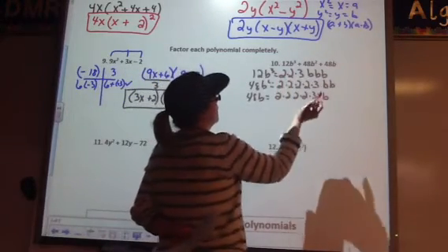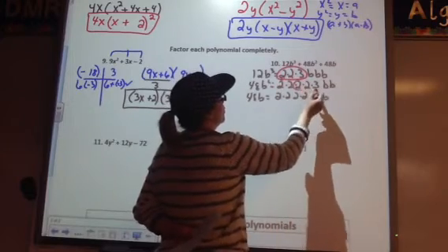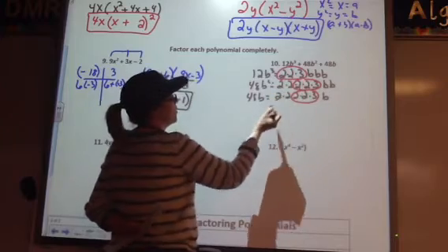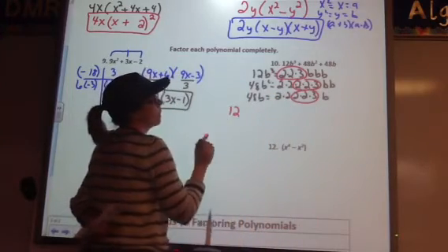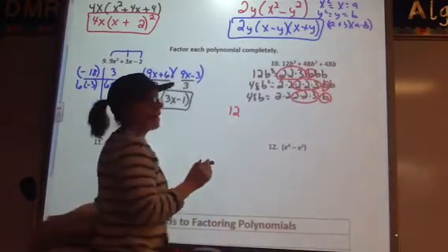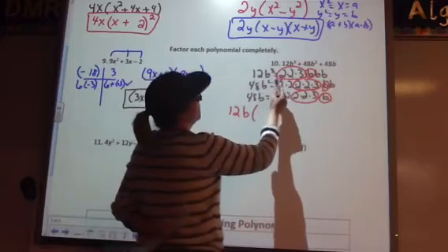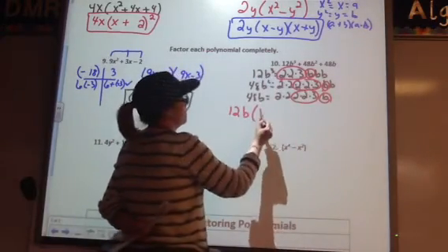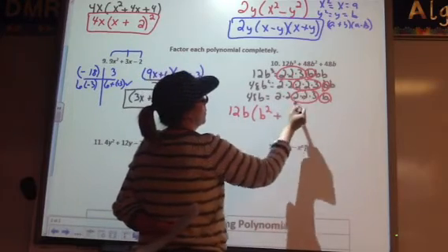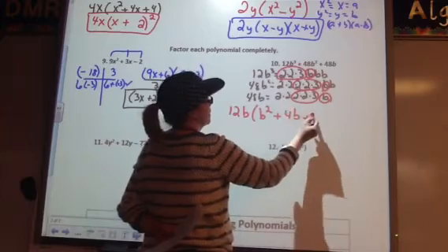All right, so we have 2 2's and 1 3. So that's 4 times 3, which is 12. And we have 1b. All right, what's left? b squared plus 4b plus 4.